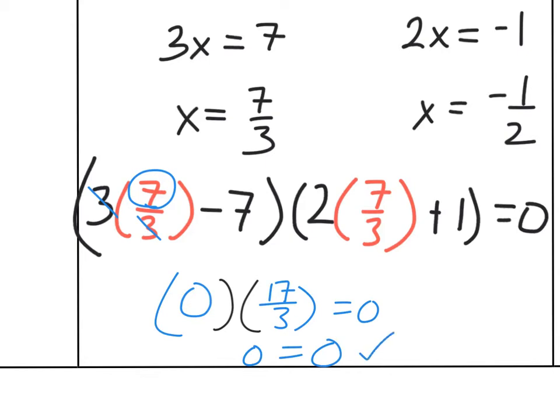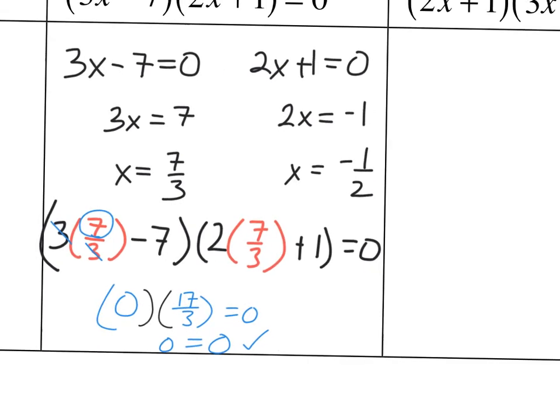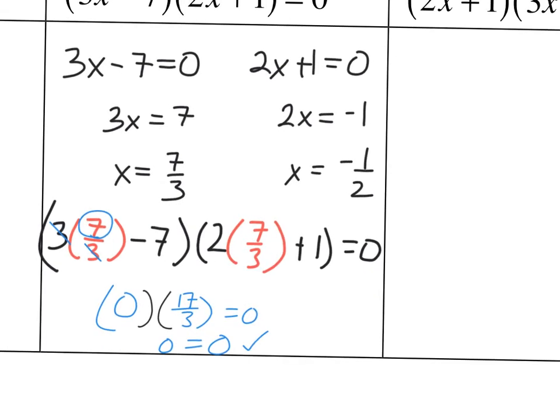Again, no matter how complicated it looks, in the end, I'm multiplying by 0, so it kills everything on that side. So again, just because you have a fraction for a solution doesn't mean you're wrong. In fact, the check here is fairly quick.